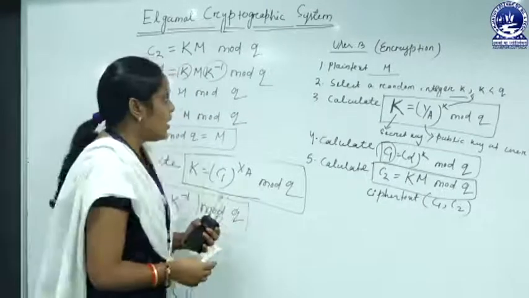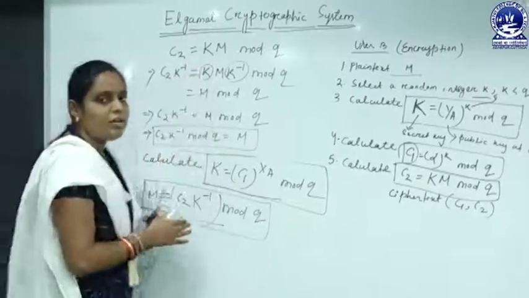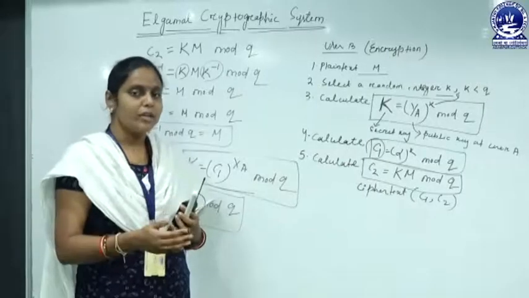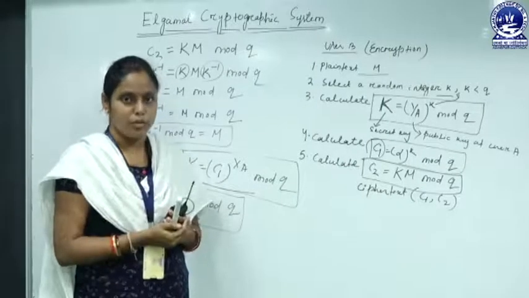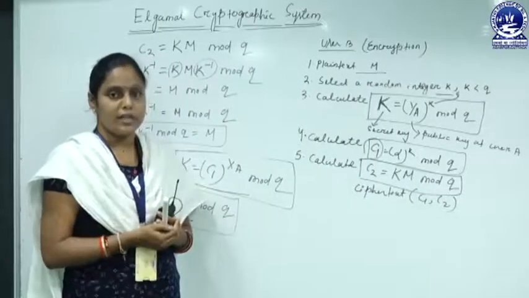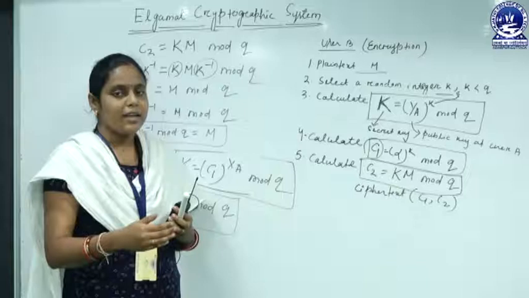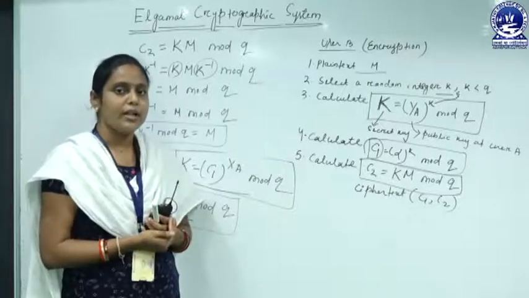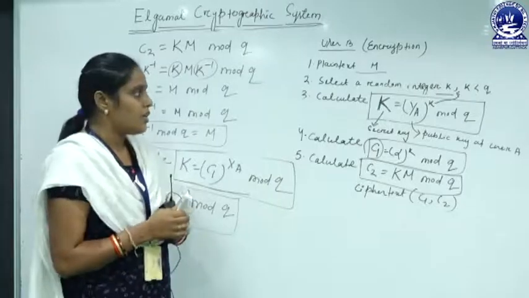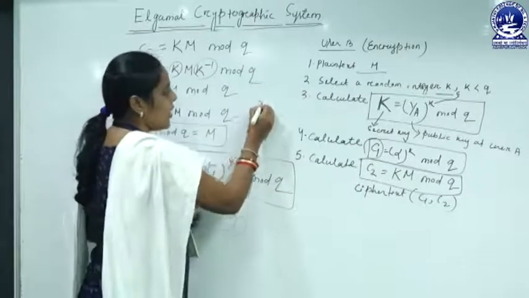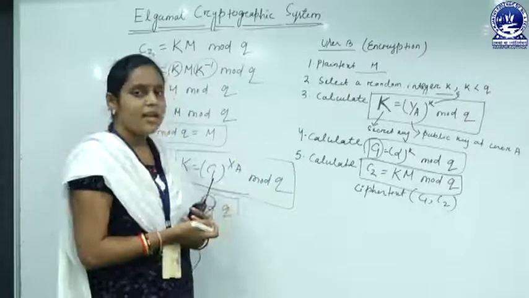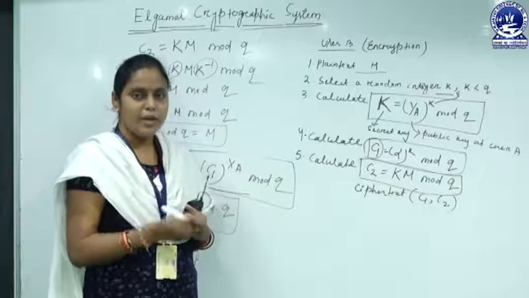In the Elgamal crypto system, in the first step it chooses a prime number q, then it generates its primitive root alpha, which is similar to the Diffie-Hellman key exchange algorithm. After that it generates the key pair, that is public key and private key, which means in the next step it generates xa, which is the private key, and this xa is a random integer.